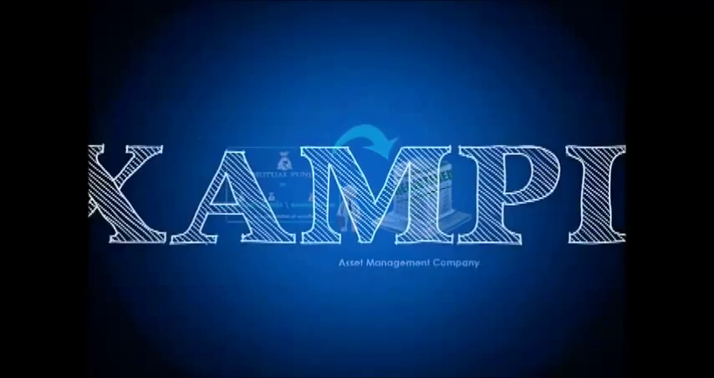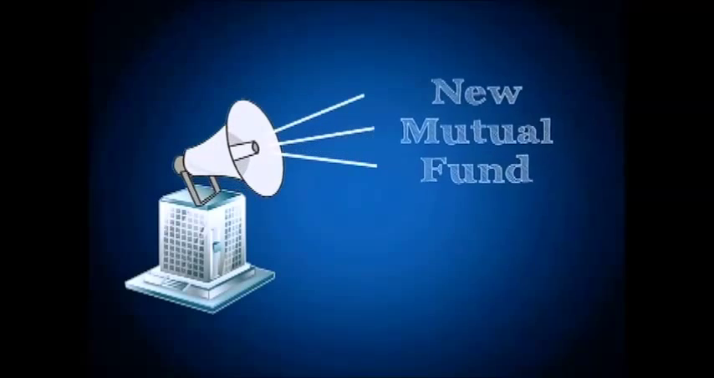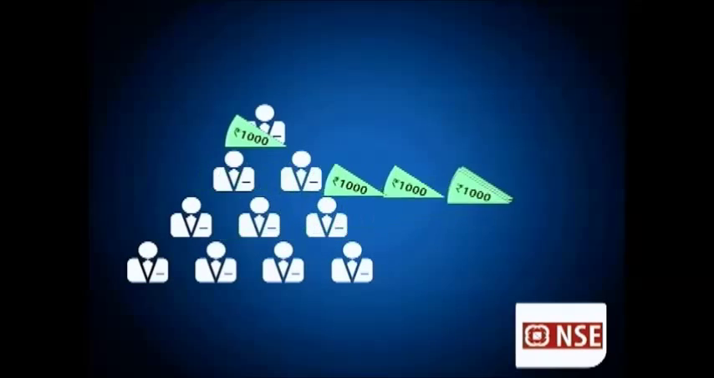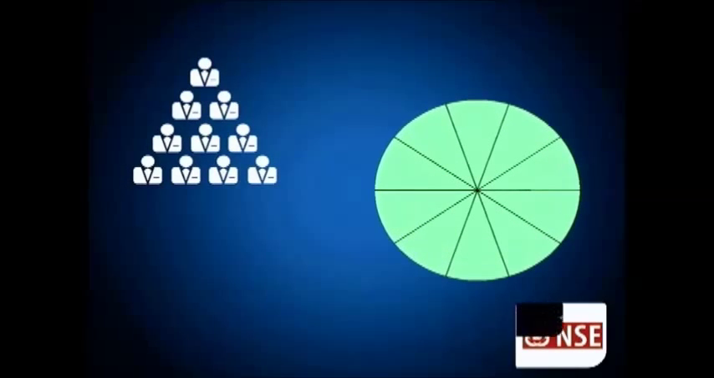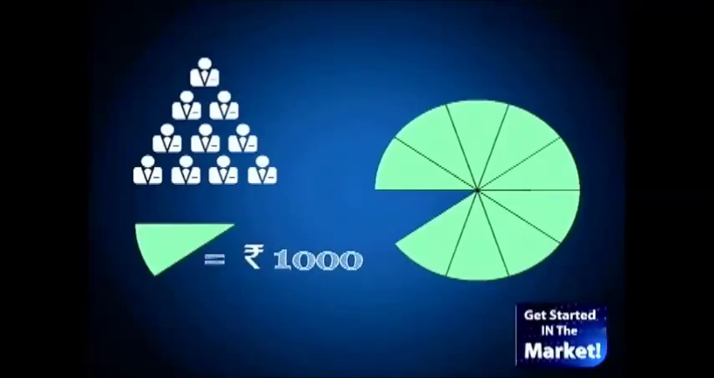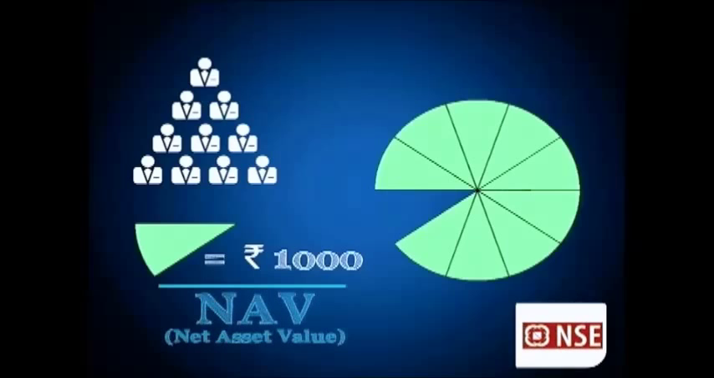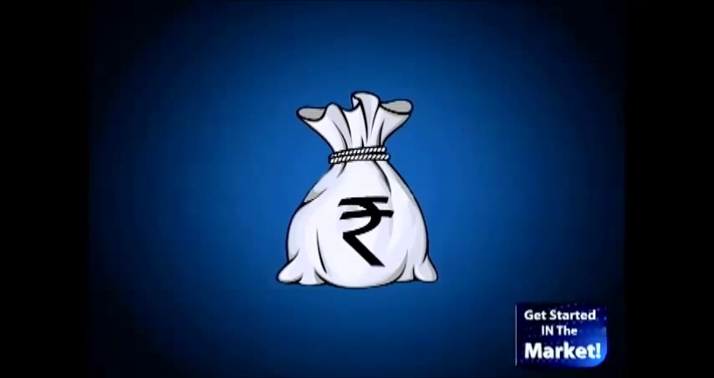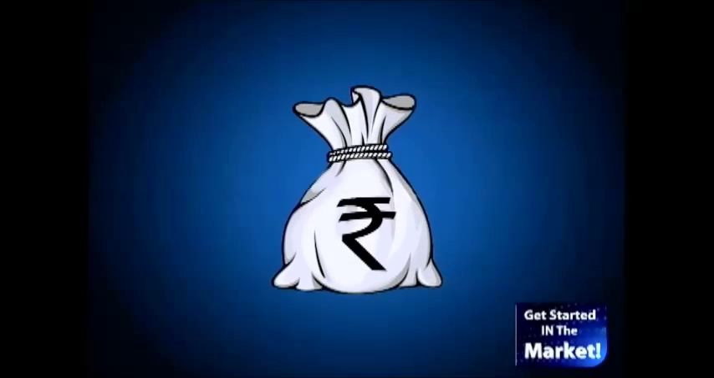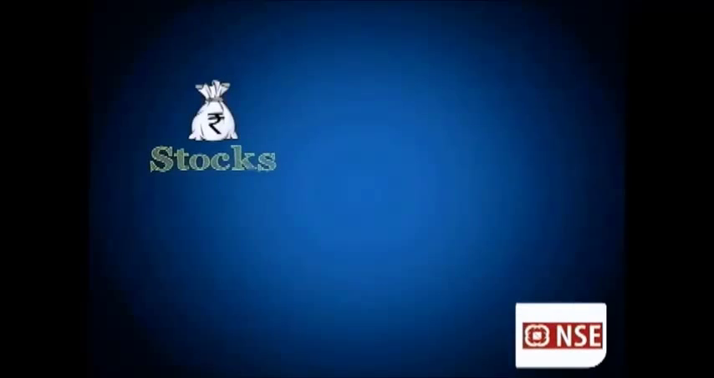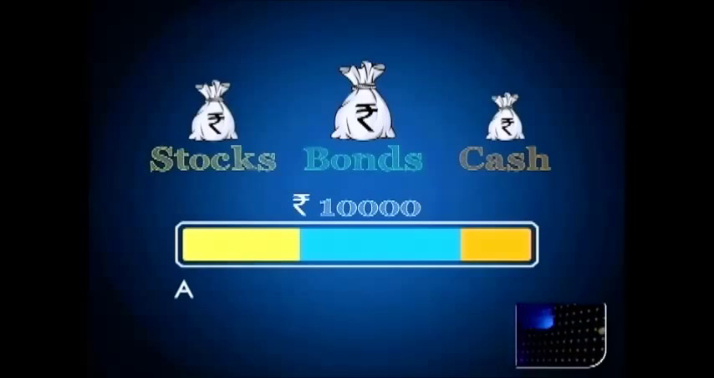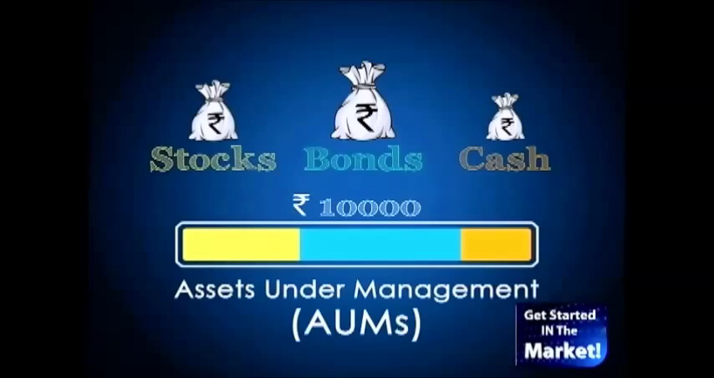So let's understand this with an example. Supposing an AMC announces a new mutual fund offering and 10 investors decide to put in 1,000 rupees each in this mutual fund. So each of these investors will hold 1 unit of this fund, and each unit's face value will be 1,000 rupees. This is also called the net asset value or NAV. Once this pool is ready, based on the type of fund that you have selected, the fund manager will then decide what portion of these funds to invest in stocks, what in bonds, and what remains in cash. This portfolio of a mutual fund is also known as assets under management or AUMs.